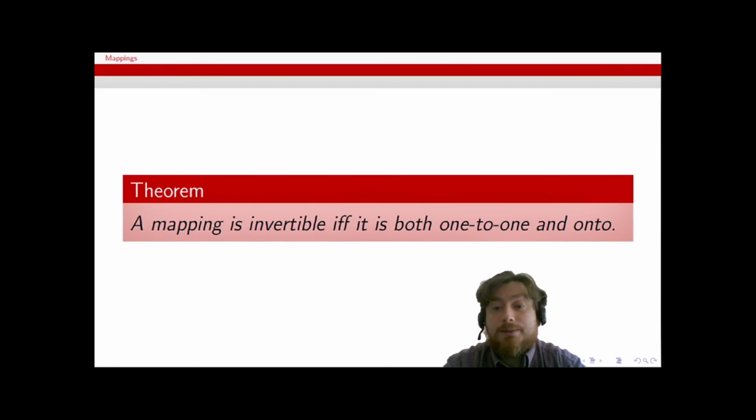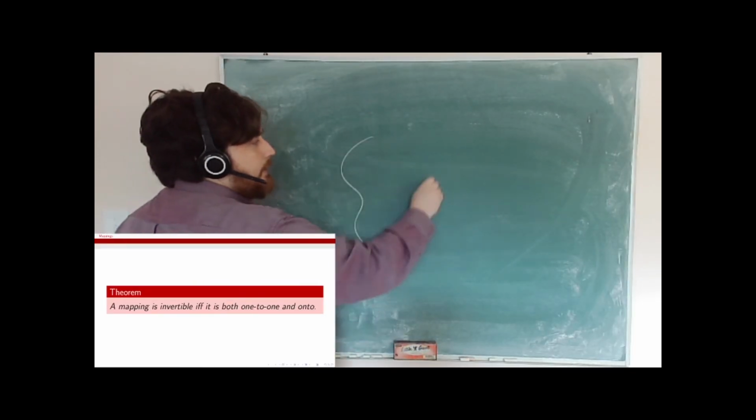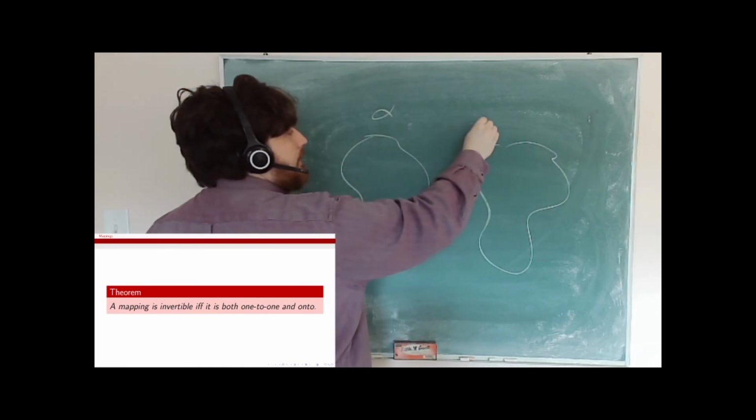Now, hopefully we gained some insight from the last one, but what we're going to notice is that a mapping will be invertible if and only if it is both one-to-one and onto. So what we'd want to do is prove that if we're one-to-one and onto, we're invertible, and if we're invertible, we're one-to-one and onto. Recapping what we saw in the last one, we want to show that alpha is invertible if and only if it is one-to-one and onto.